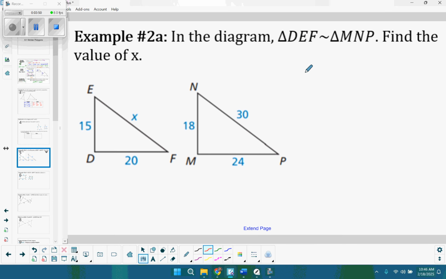For example 2a, we're given a similarity statement and we want to find the value of x. I'm going to use this statement to know what sides match up, and I'm going to label them as such. The first two letters were DE. I'm going to circle the number on DE. The first two letters were MN. I'm going to circle the number on MN.